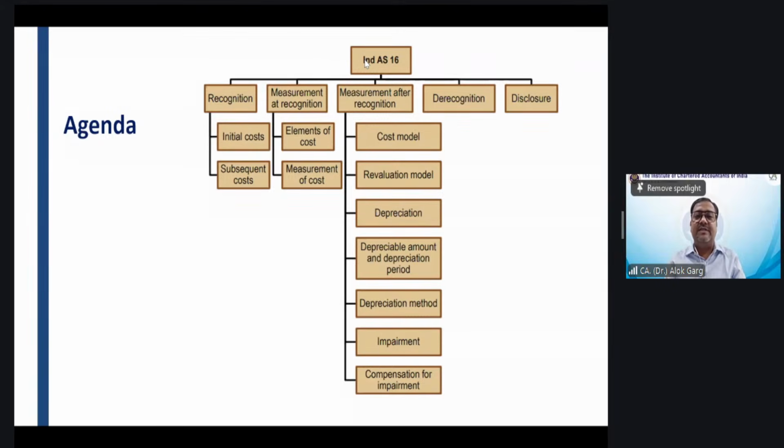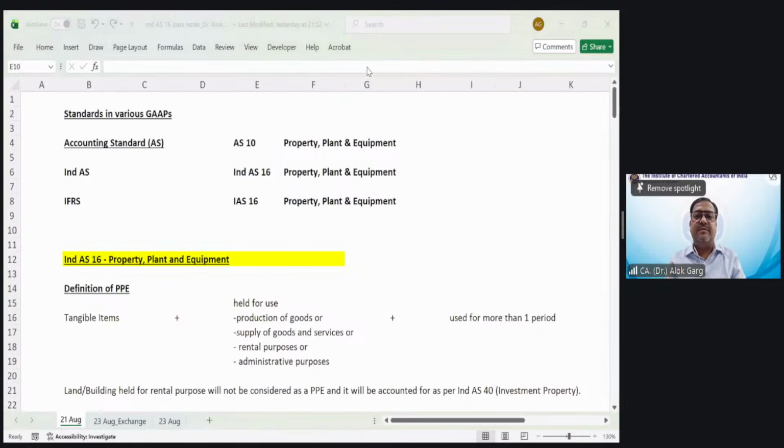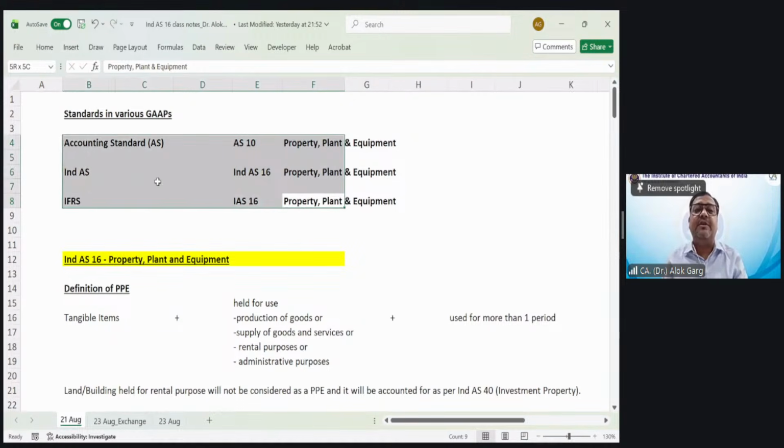So, my dear friends, this is the position of the standard. In accounting standards, we have AS 10, and the name is property, plant and equipment. In Ind AS, it is Ind AS 16. In IFRS, it is IAS 16, International Accounting Standard 16, and the name is property, plant and equipment. These are the prevailing standards as on date in the various GAAPs. Clear? Now let's move to Ind AS 16 property, plant and equipment.